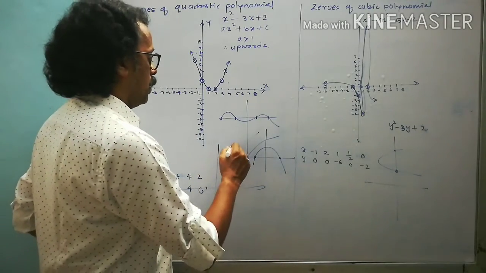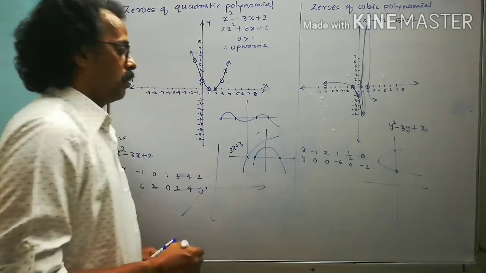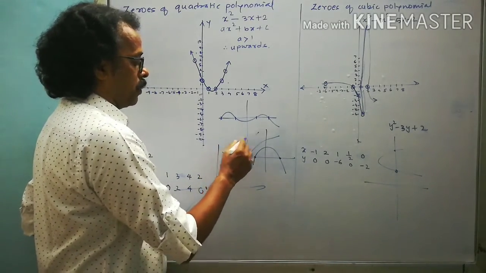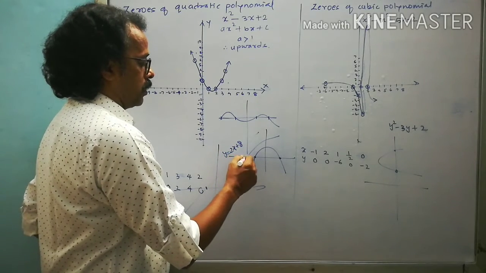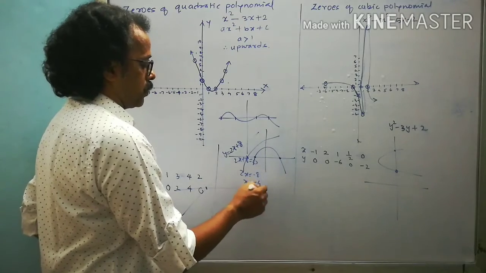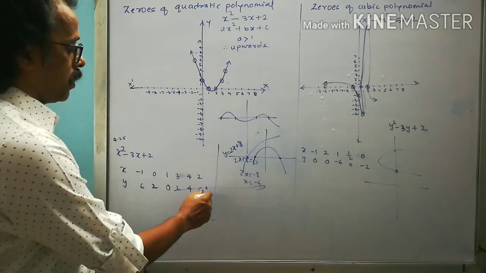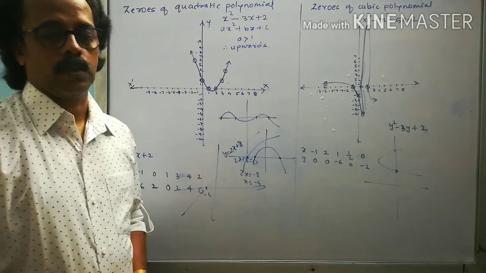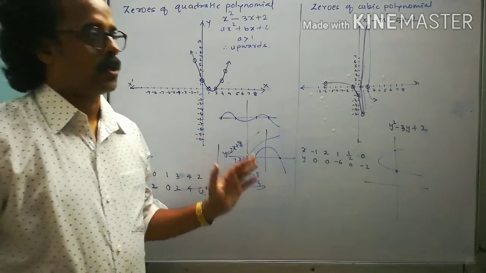Suppose if I say y is equal to 2x plus 8, then 2x plus 8 is equal to 0, then 2x is equal to minus 8, x is equal to minus 4. So it might be cutting that line at x is equal to minus 4 there on that x-axis. That is the way we can say about the zeros of polynomial.